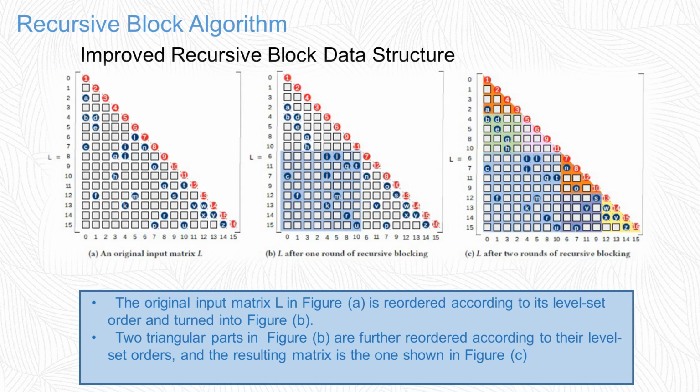As we can see, there are three figures. Figure A plots the original input matrix L. It is reordered according to its level set order and turned into Figure B. Then its two triangular parts are further reordered according to their level set orders, and the resulting matrix is the one shown in Figure 3.